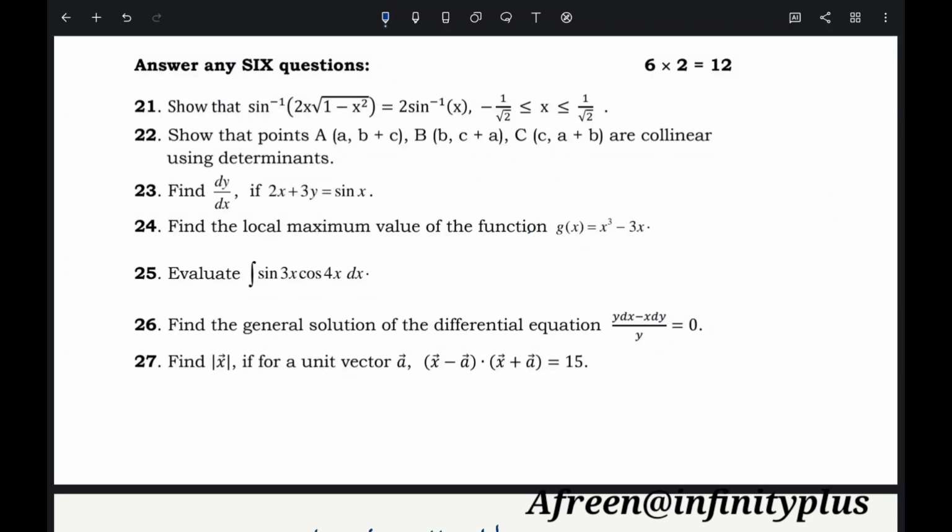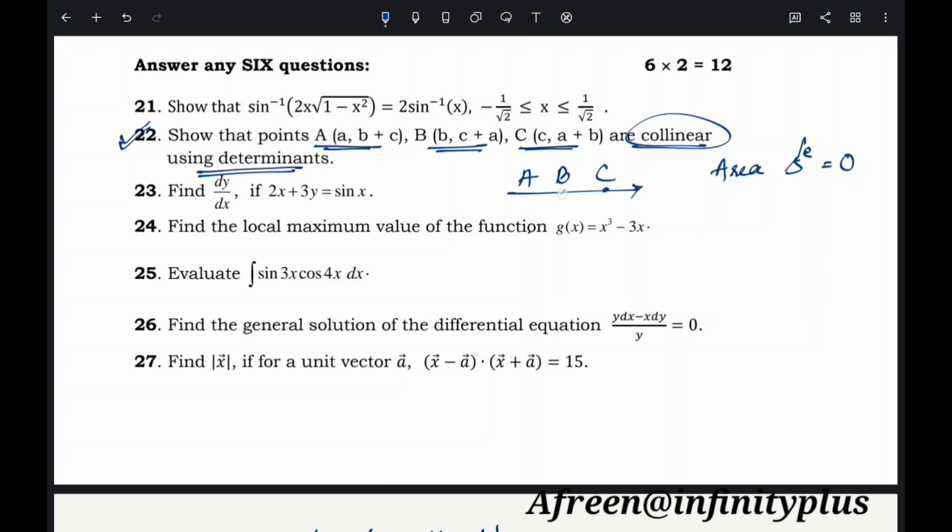So let's move ahead. The next question is the 22nd one, which states: show that the points A, B and C are collinear using determinants. In determinants, we have only one formula for this, that is the area of a triangle. If we are able to show that the area of the triangle is equal to 0, we can show that A, B and C are collinear. Collinear means they are lying on the same line. So let's move to the solution of this question.